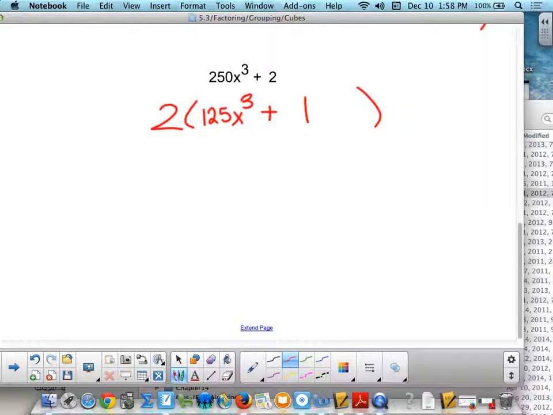Now, once you get there, you gotta say, do I have the sum of 2 perfect cubes? Yes or no? Yes. 125 is perfect, x cubed is perfect, 1's a perfect cube. Then you gotta do this. A and B. Your A is the cube root of your first term, 5x. Your b is the cube root of 1. 1.